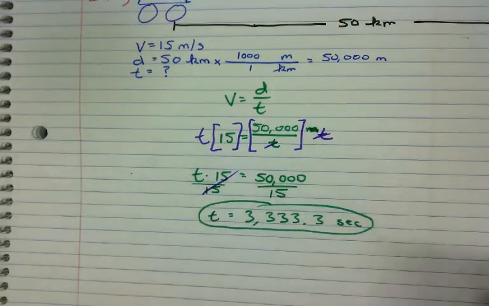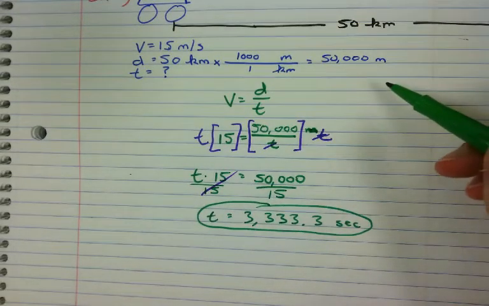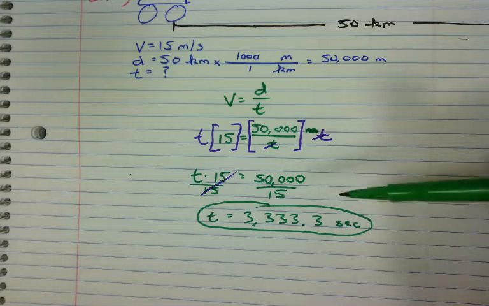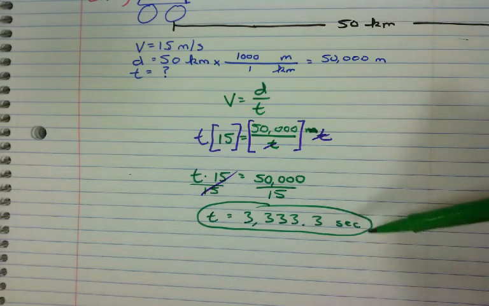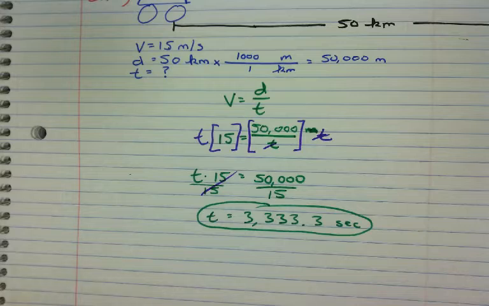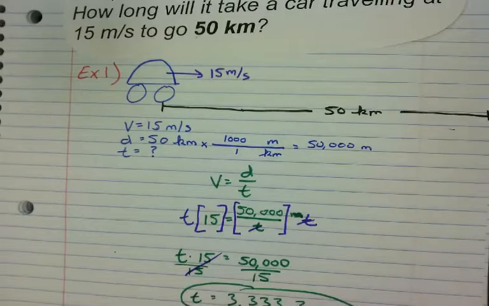But notice I've done all 5 steps. I've done a picture, I've done knowns and unknowns, and I've chosen an equation, plug and chug, answer with units. All right, that's my first example problem. Let's try another example problem.